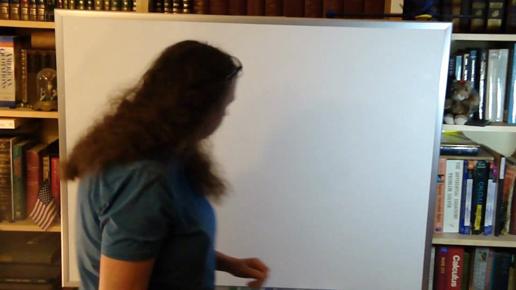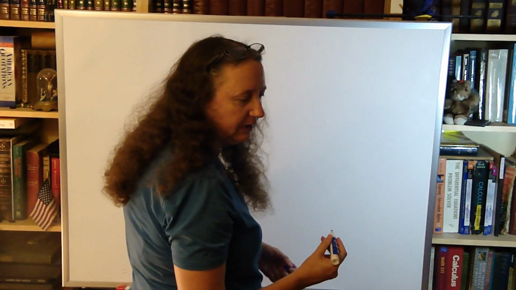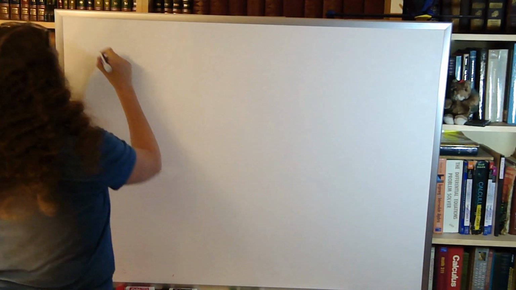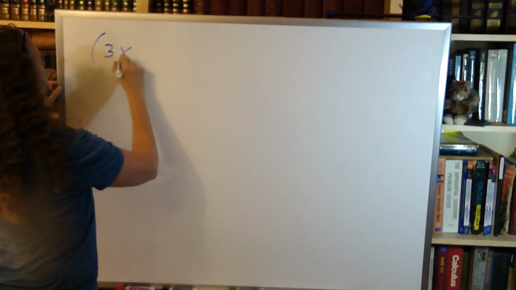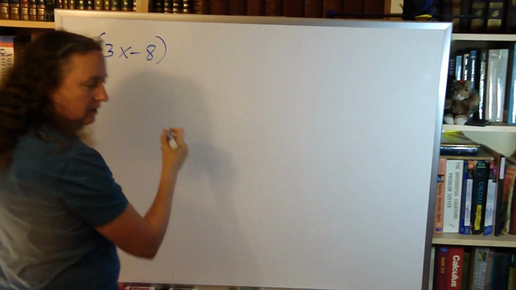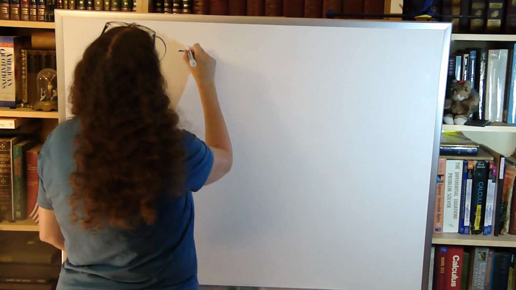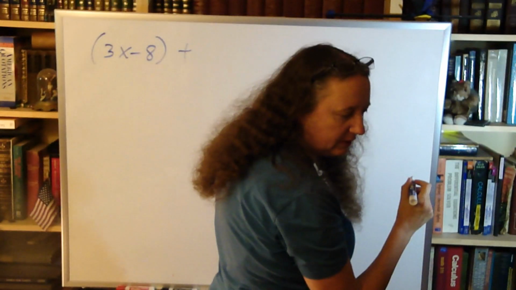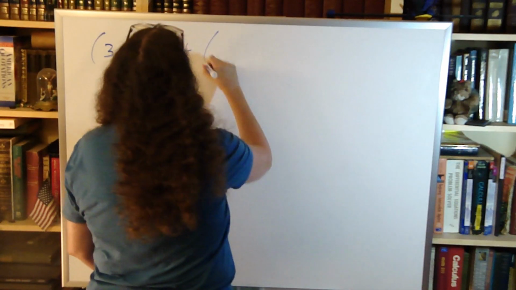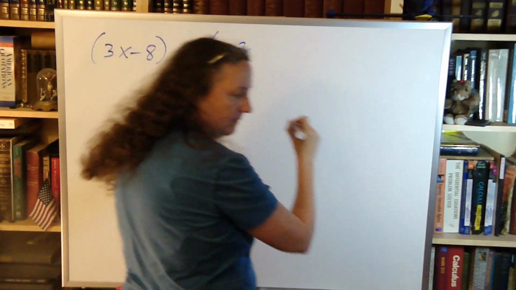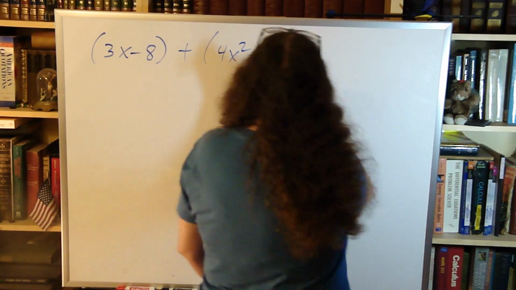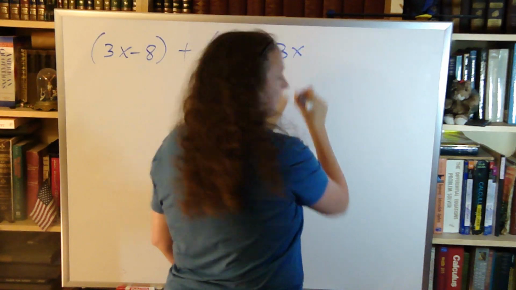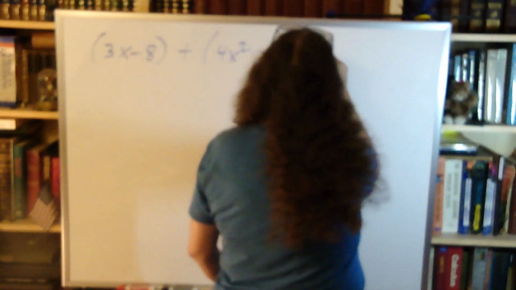So now we are going to be adding sets of polynomials. We have open parentheses, 3x minus 8, close parentheses, plus open parentheses, 4x squared minus 3x plus 3.